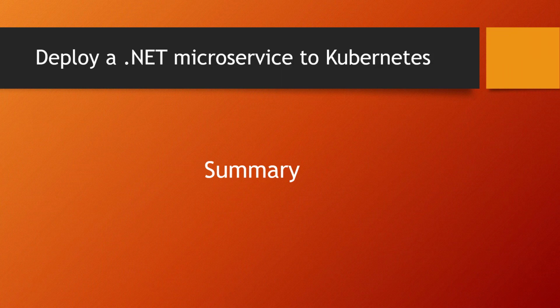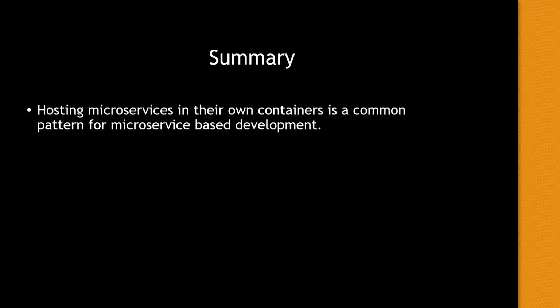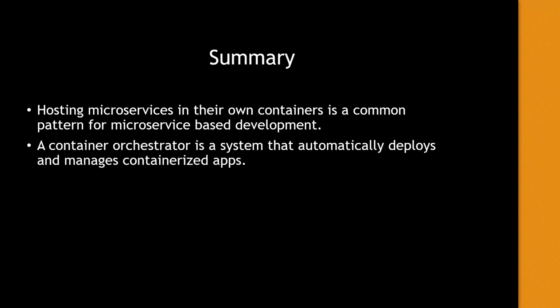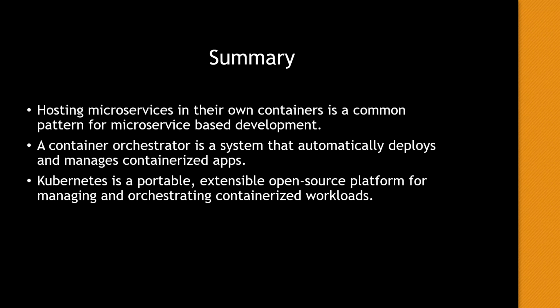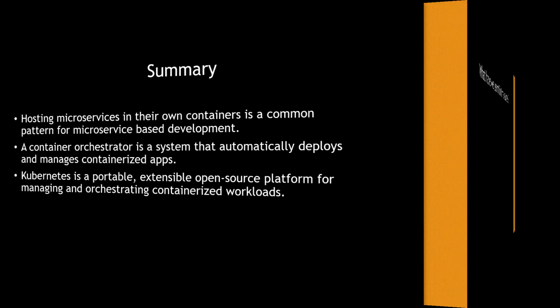Now that we have finished our course, let's summarize and conclude from what we have learned so far. Hosting microservices in their own containers is a common pattern for microservice-based development. A container orchestrator is a system that automatically deploys and manages containerized apps. Kubernetes is the container orchestrator platform that we have worked with in this tutorial, which is a portable, extensible, open source platform for managing and orchestrating containerized workloads.